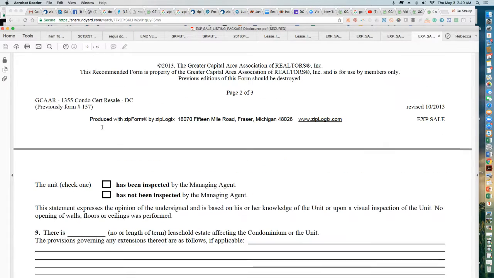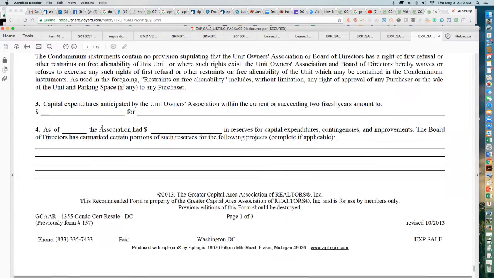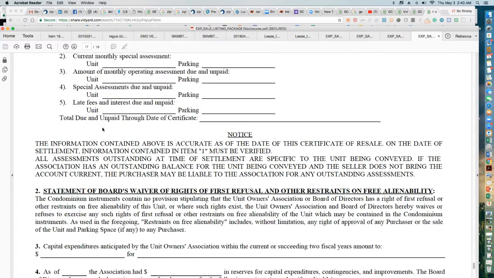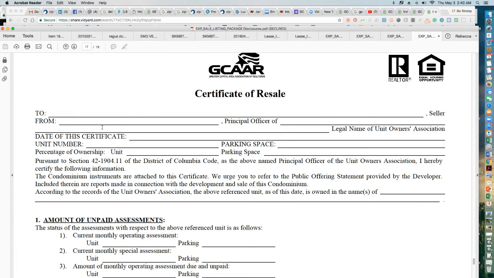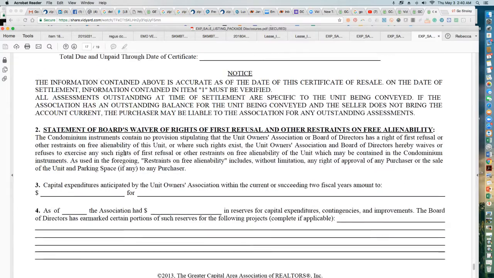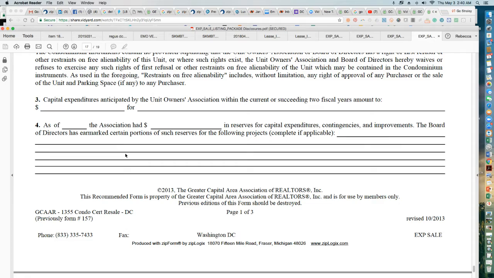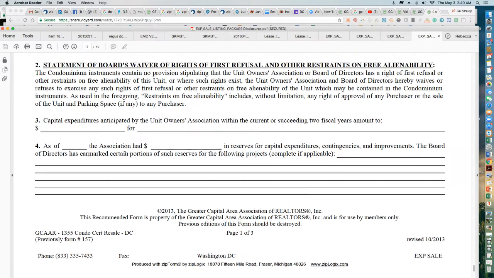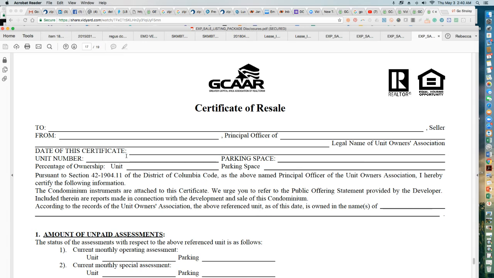So very simple, completed by professionals that hopefully are providing complete and accurate information, but it's your due diligence to make sure that the certificate of resale is completed correctly and presented to your client. So this is GCAAR 1355 Condo Cert for the resale of a condominium in the Washington, D.C. market.